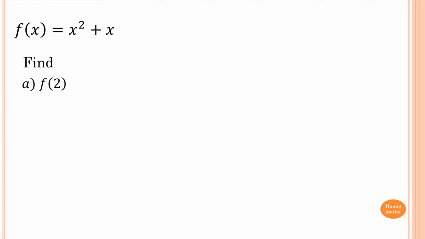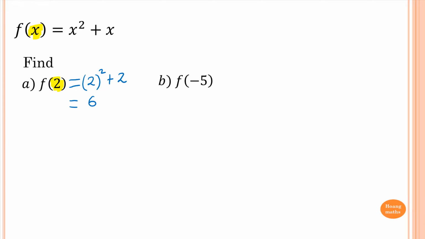f of x is equal to x squared plus x. Find f of 2. So every time you see x, this x here, you replace with 2. So which is equal to x squared. This time x is 2, so that means 2 squared plus x, which is 2. So 2 squared is 4, 4 plus 2 is 6.